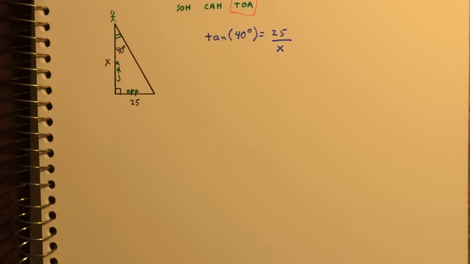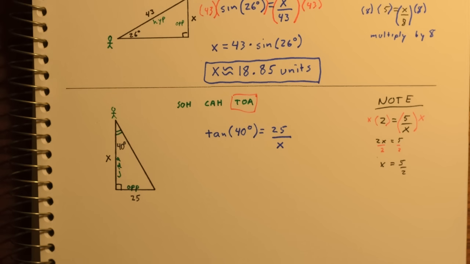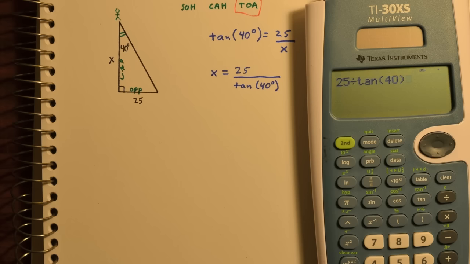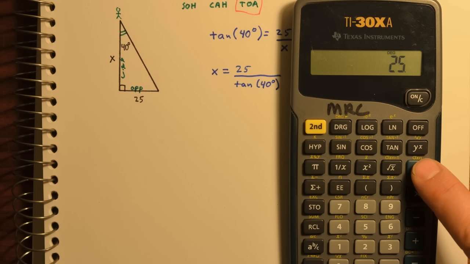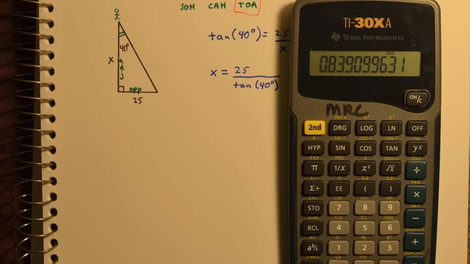Now, this one looks a little bit different. In the previous example, we had x divided by a number. Now we have a number divided by x. So just note that whenever you have a number divided by x, if you multiply both sides by x, you'll then have to divide. So the tangent of 40 equals 25 over x, that's the same as 25 divided by the tangent of 40. And so then your calculator will give you approximately 29.79. Likewise with this calculator, 25 divided by, and then type 40, then type tangent, then press equal.